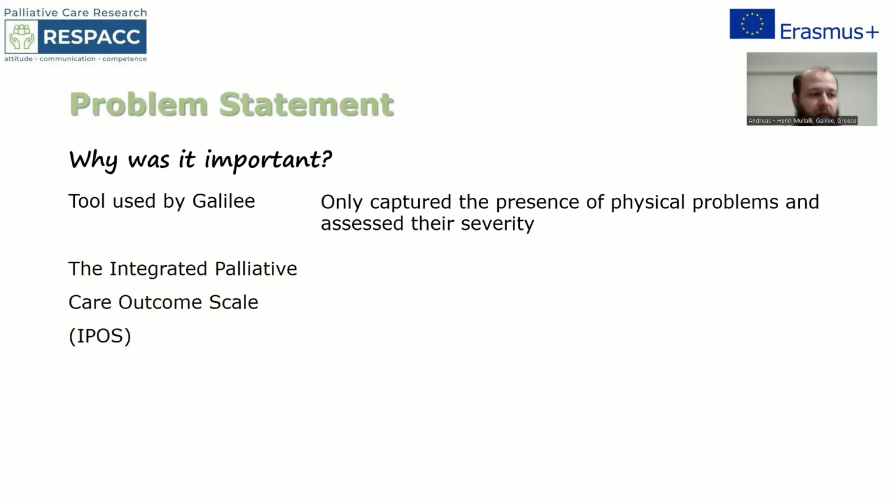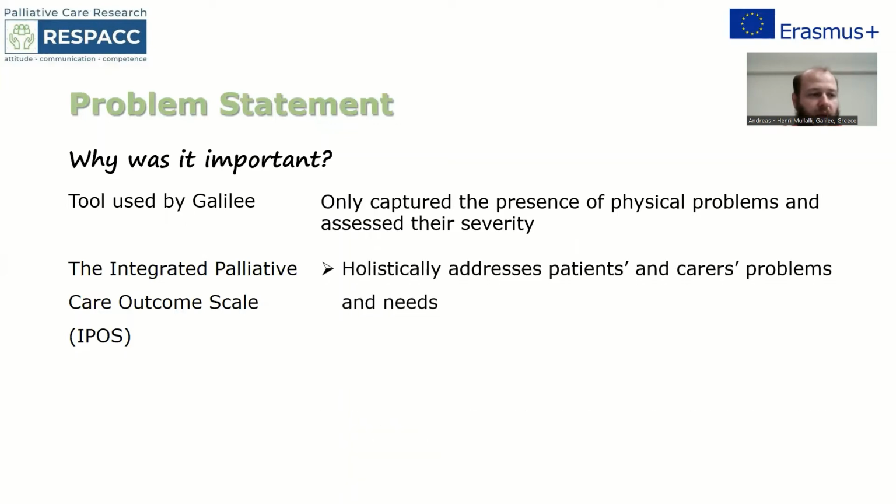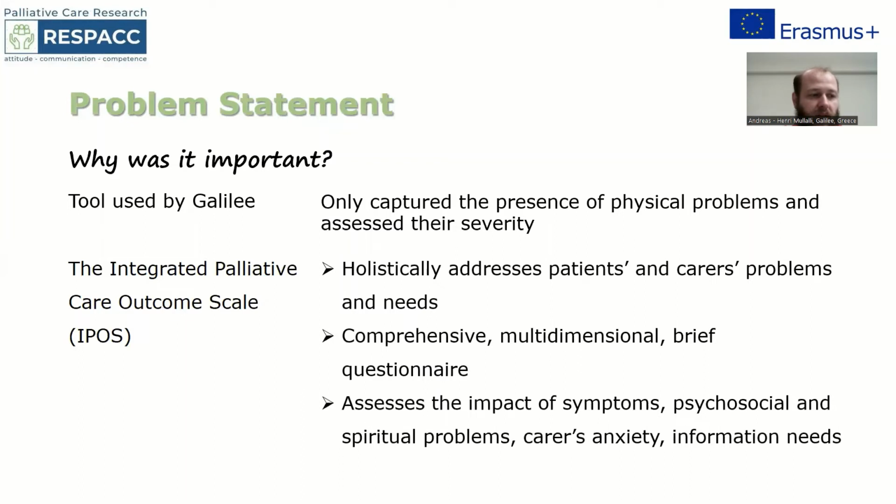The Integrated Palliative Care Outcome Scale is a promising tool designed to holistically address patients' and carers' problems and needs. It is a comprehensive, multidimensional, brief questionnaire assessing the impact of symptoms, psychosocial and spiritual problems on patients' lives, as well as depicting the information needs and carers' anxiety in a broader time period of 3 or 7 days. The IPOS has been validated in many palliative care settings, home, hospital, etc., and has been translated in many languages.